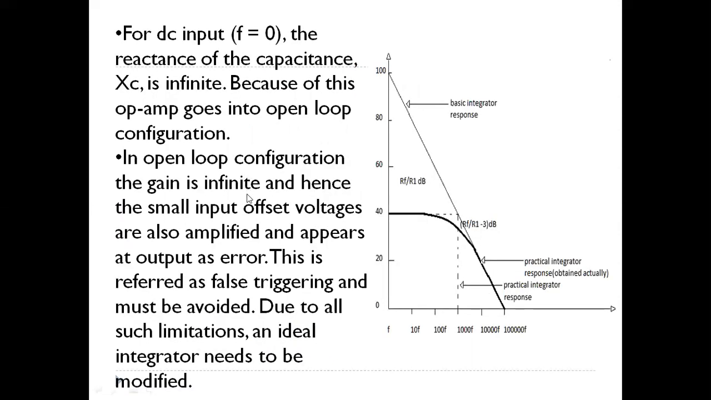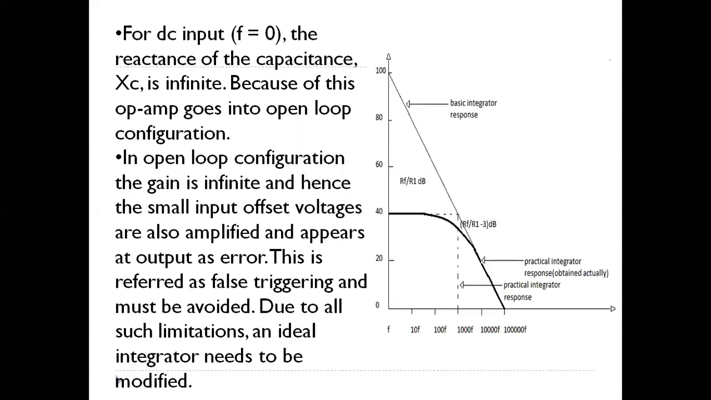Next one. Here we have the limitation or drawback for the basic integrator, and this is the response of basic integrator. If you draw the response by using that equation, this is the response of basic integrator. The drawback is, or the limitation is, for the lower frequencies. So that means for DC input, the reactance of the capacitance becomes infinite. Already we know for the DC signals, the reactance of the capacitance becomes infinite. That means there is no capacitance. That means there is no feedback from output to the input. That means the op amp goes into open loop configuration.